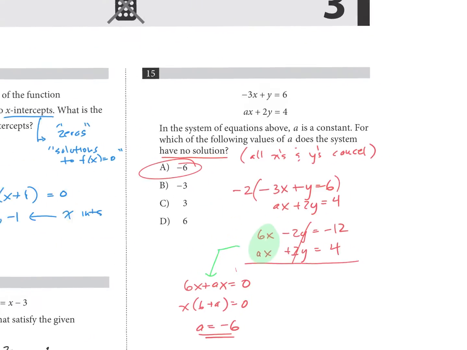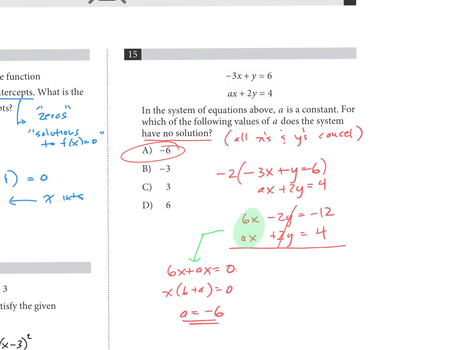All right, number 15. This is a good one. Again, it's a tricky one, but it says the system of equations above, a is a constant. For which value does the system have no solution? So the key thing there is, what does a system that has no solution look like? When a system has no solution, all x's and y's cancel, and you end up with a false statement, meaning like I get 5 equals negative 8 or something.